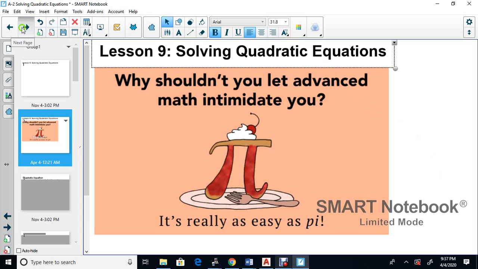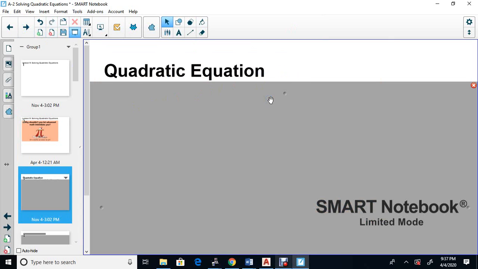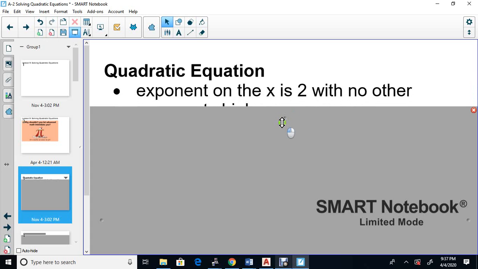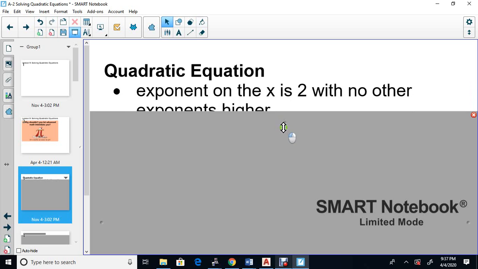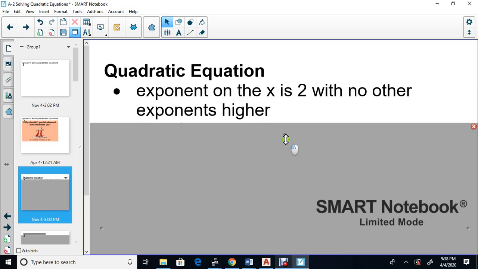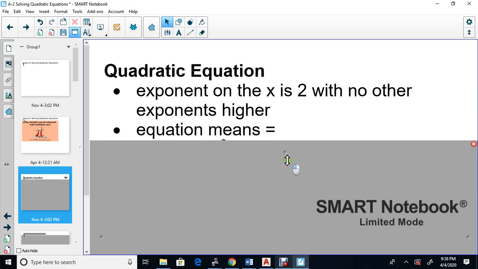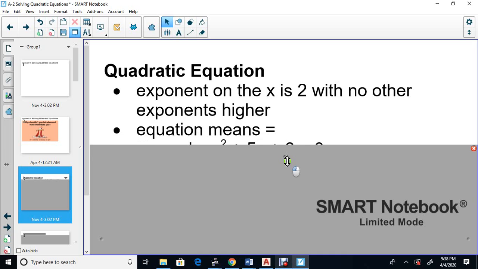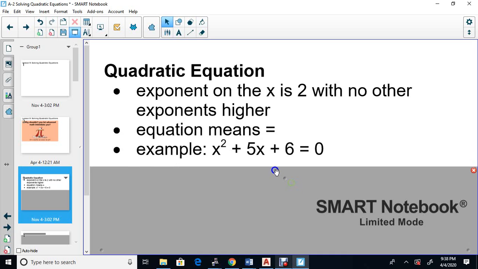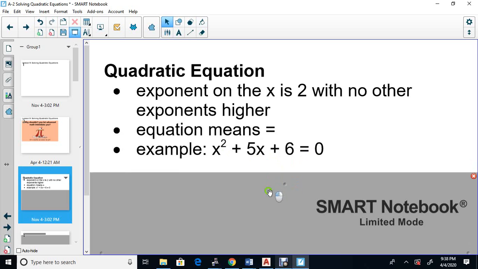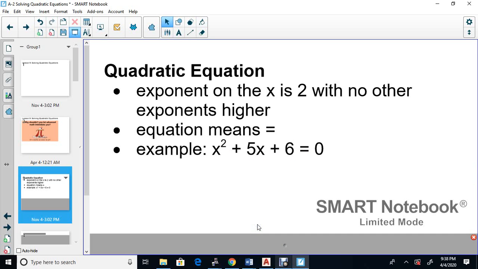Okay, let's begin with what a quadratic equation is. And you have all this written down. Now, if you don't and you are copying on paper, then you can pause the video and add it. So the exponent on the x is 2 with no other exponent higher. That's what makes a quadratic equation. An example is x squared plus 5x plus 6 equals 0. So anything as long as the exponent is not higher than 2.